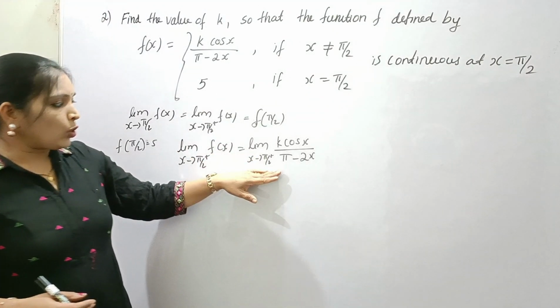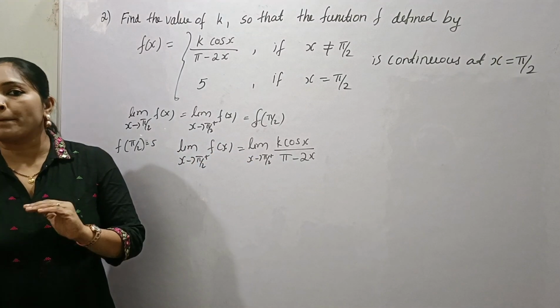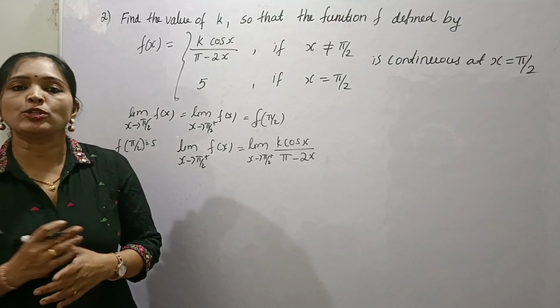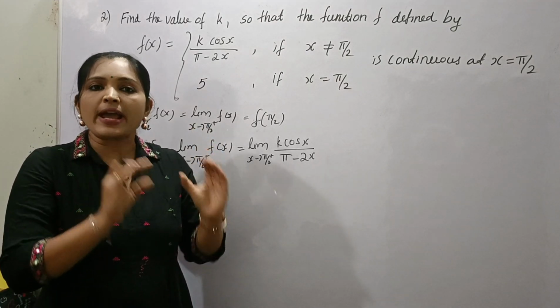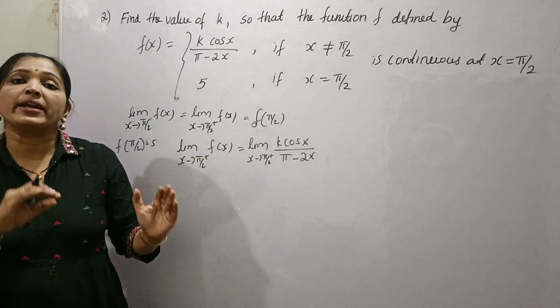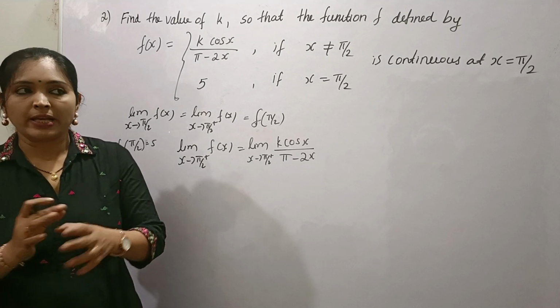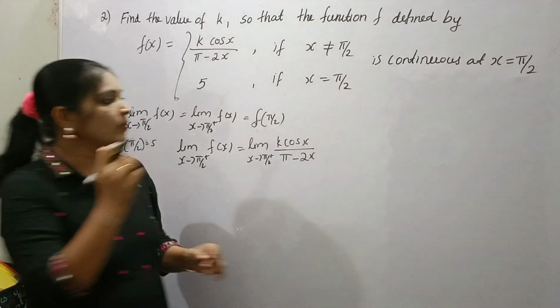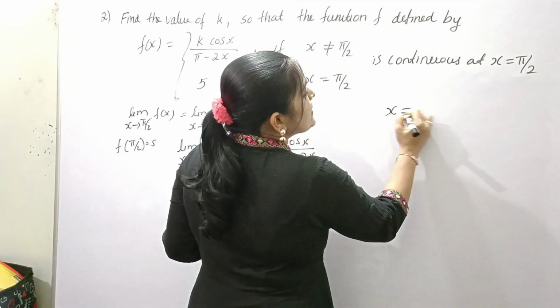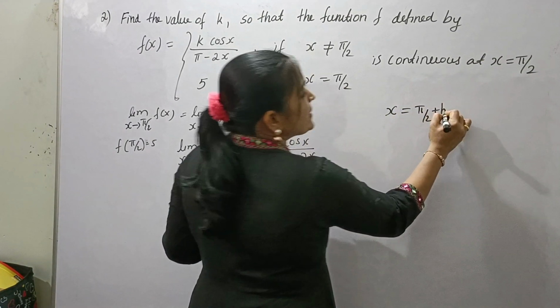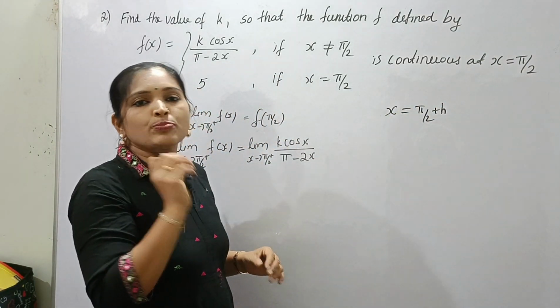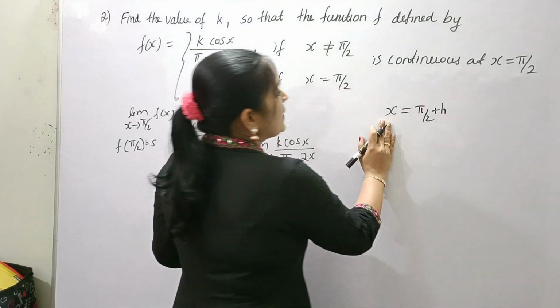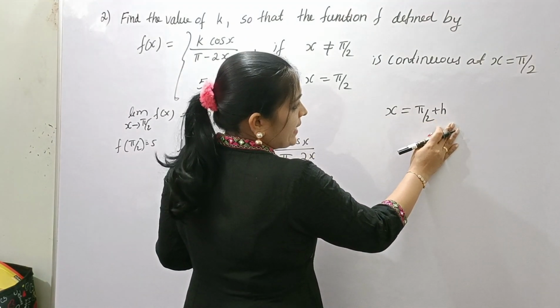Okay, so here we know that x tends to pi by 2 plus. X tends to pi by 2 plus means the value of x is very close to pi by 2 and it is greater than pi by 2. That means x is equal to pi by 2 plus a small value. So here we put x is equal to pi by 2 plus h. h is a very small value. Okay. Then here x is equal to pi by 2 plus h.